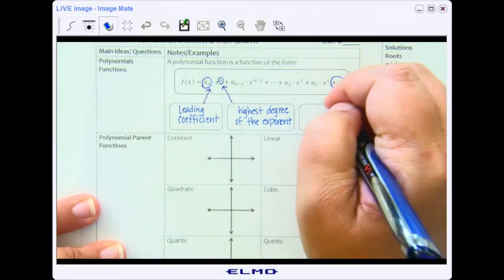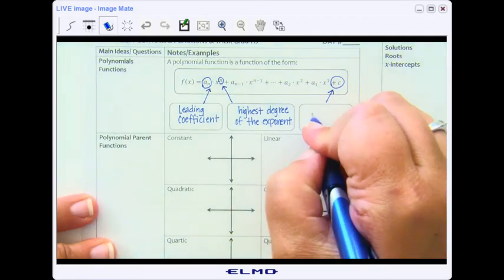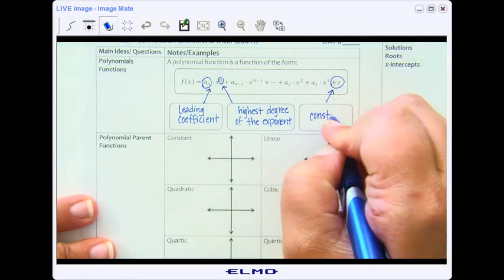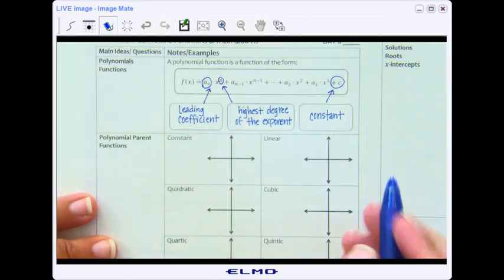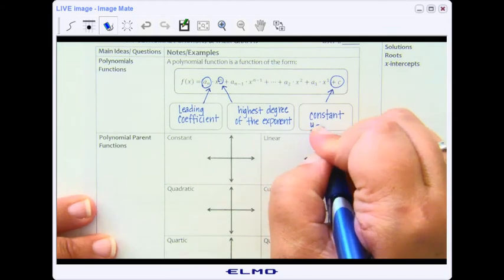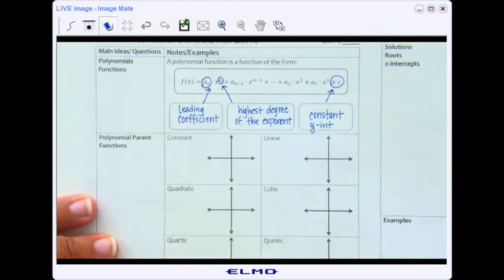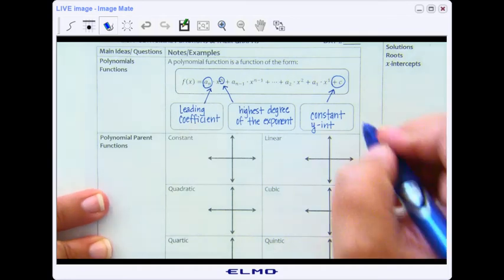The term at the end, or the term that does not have a variable assigned to it, is what we refer to as the constant value. The constant value will always be the y-intercept of your polynomial function. And remember, if you are a function, you can only have one y-intercept.